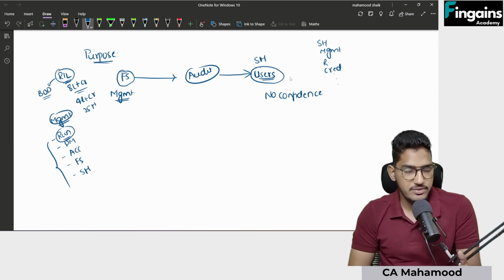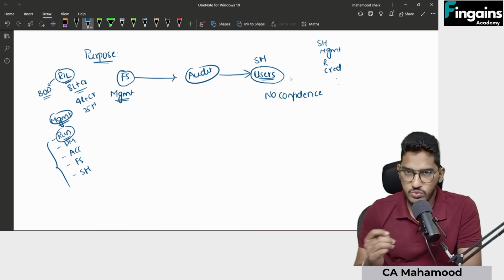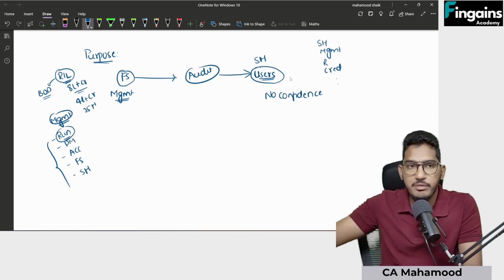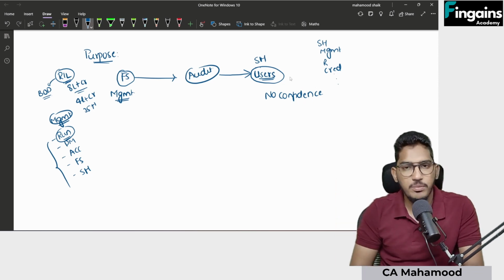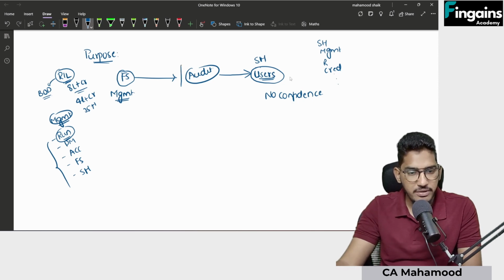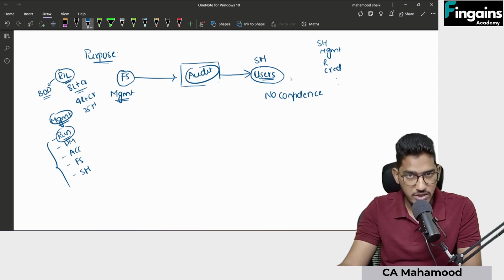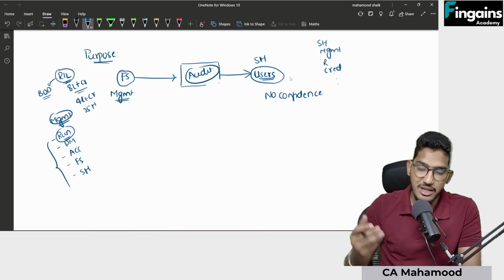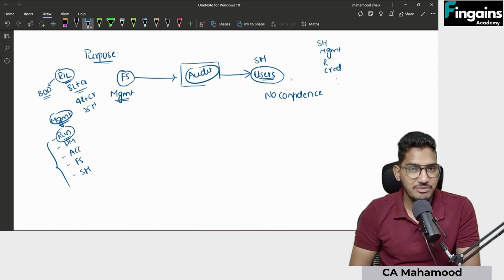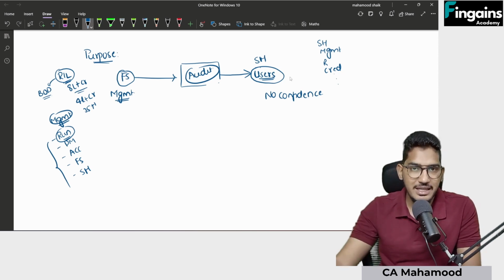So in order to enhance the confidence of users of financial statements, once the financial statements are prepared by the management, before they reach the end user, be it shareholder, banker, or anybody, some independent qualified person should come and verify whether the financial statements prepared by the management are genuine or not, and he should express his opinion. Then if they are given to the shareholder, they will have more confidence in those financial statements. And who is that independent qualified person? Whom we call the auditor.